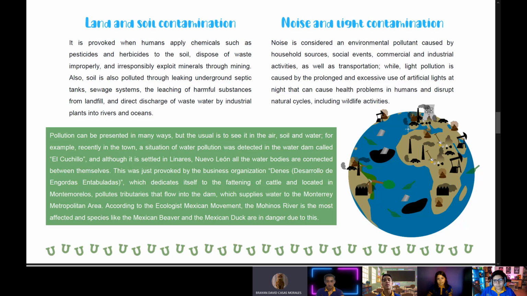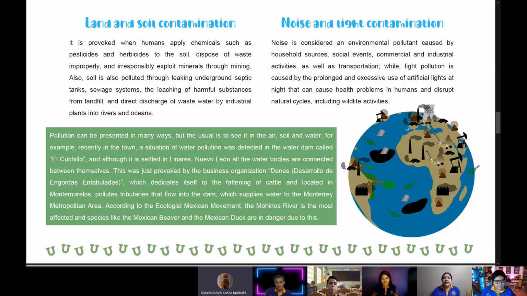Noise is considered an environmental pollutant caused by household sources, social events, commercial and industrial activities, as well as transportation, while light pollution is caused by the prolonged and excessive use of artificial lights at night, which can cause health problems for humans and disrupt natural cycles, including wildlife activities.